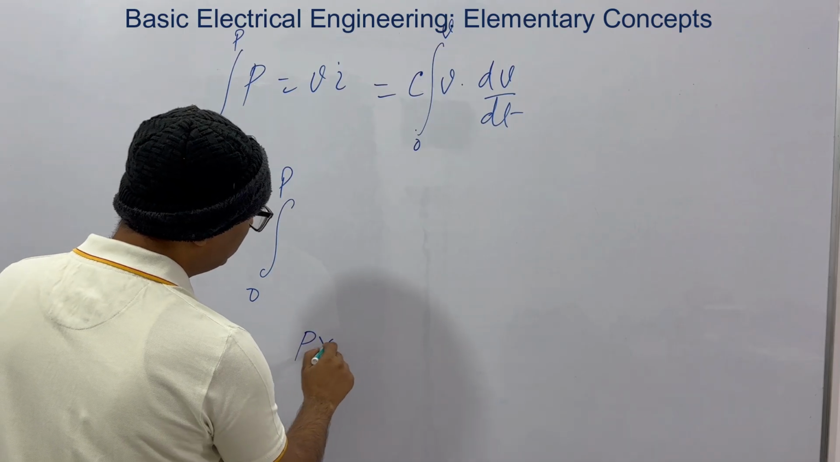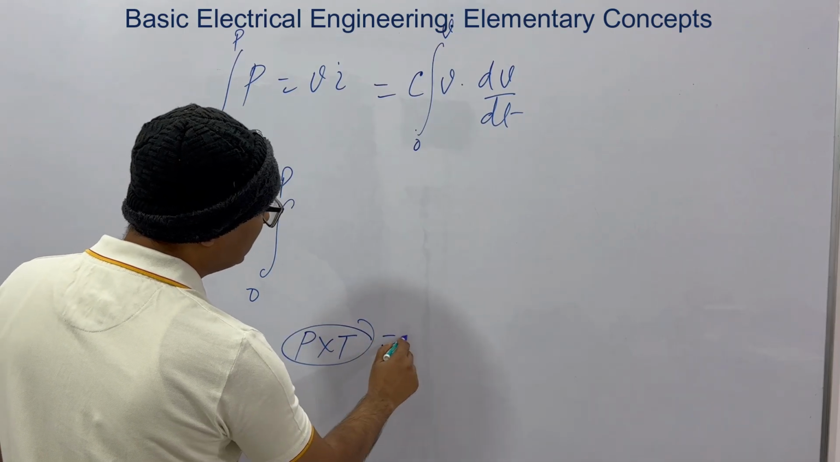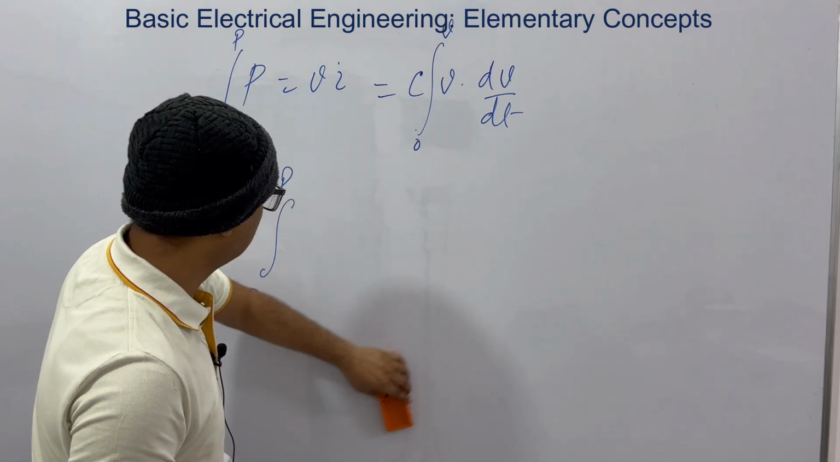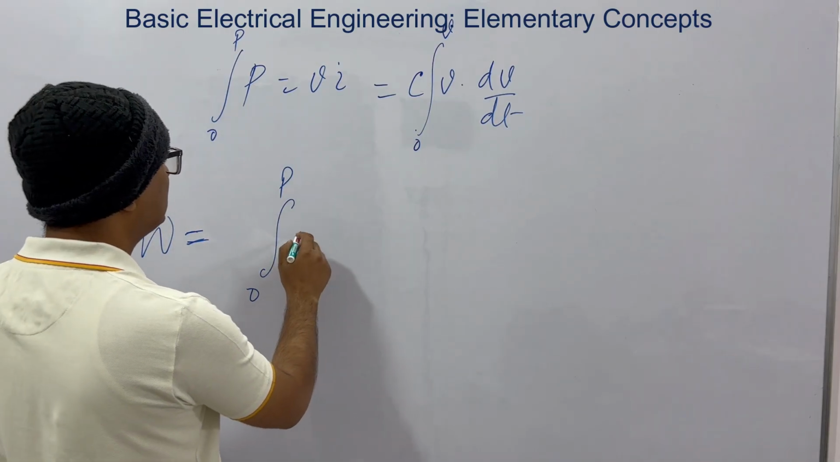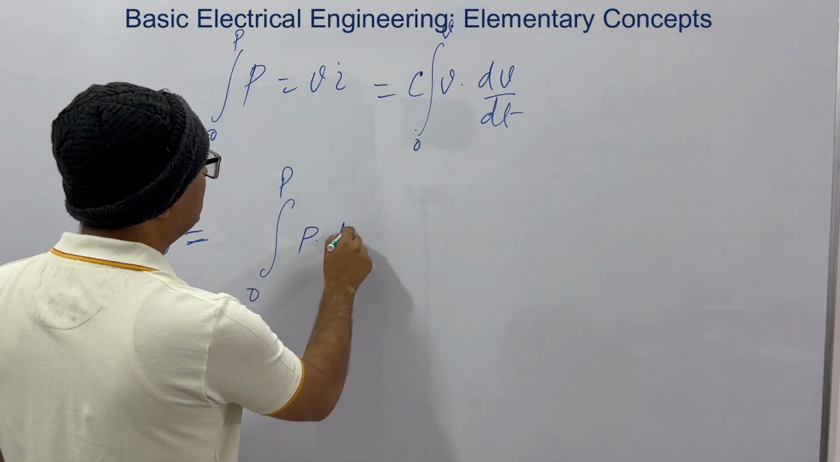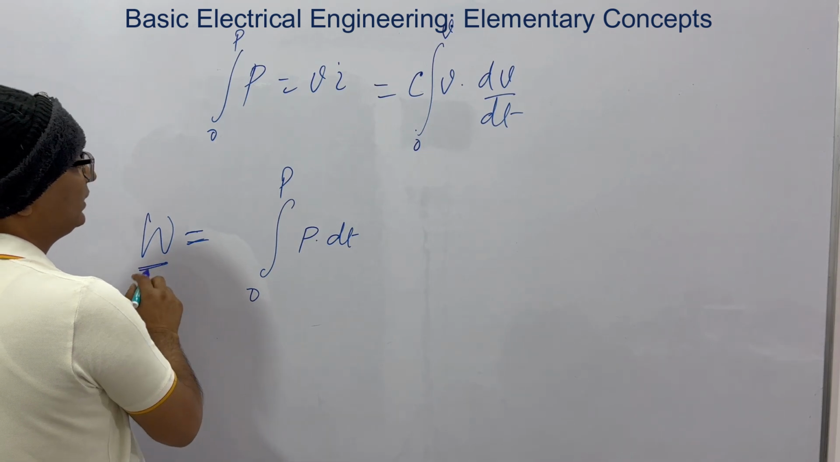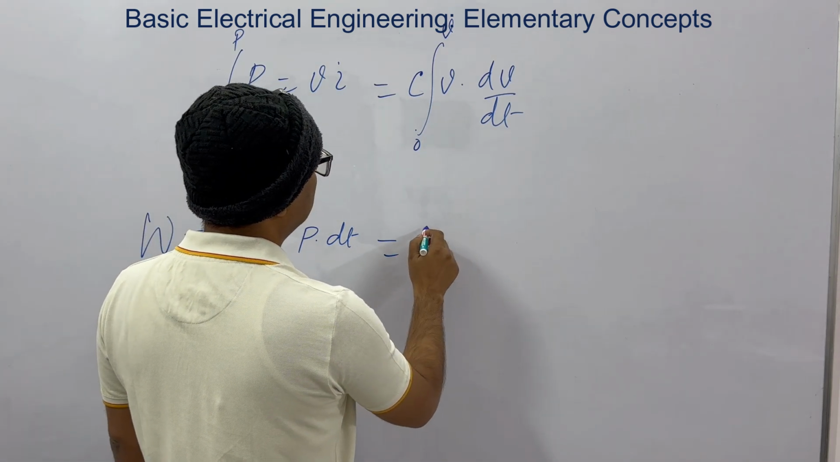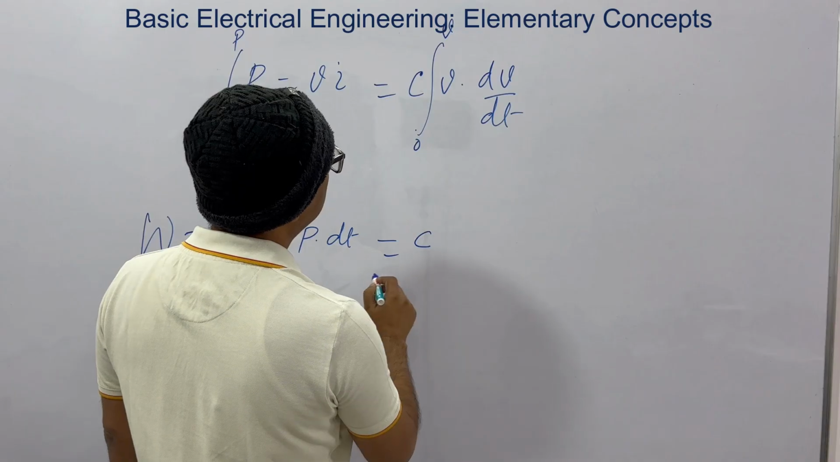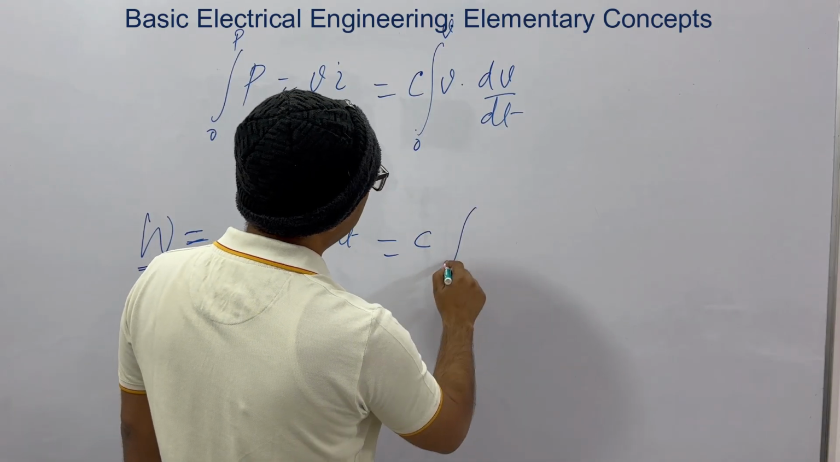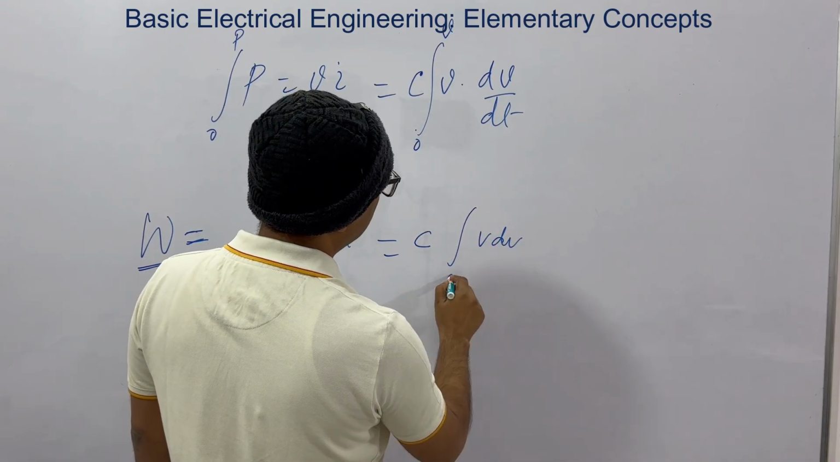You know, power into time is actually energy. So the power transferred into this capacitor is P into dt from here to here. This is actually your W, that is energy transfer. And this is C, and this is V dV, from 0 to V.